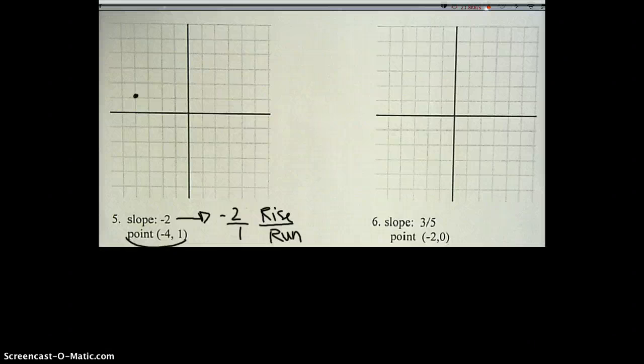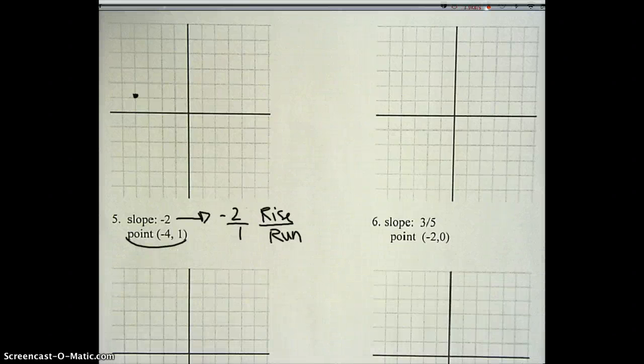So I'm going to go from this point, I'm going to rise -2, so I'm going to go down 2 and over 1. I'm going to do it again, down 2, over 1. Down 2, over 1. Okay? My slope is downward, which it should be because it's negative. Then it goes down 2 and over 1 every time.